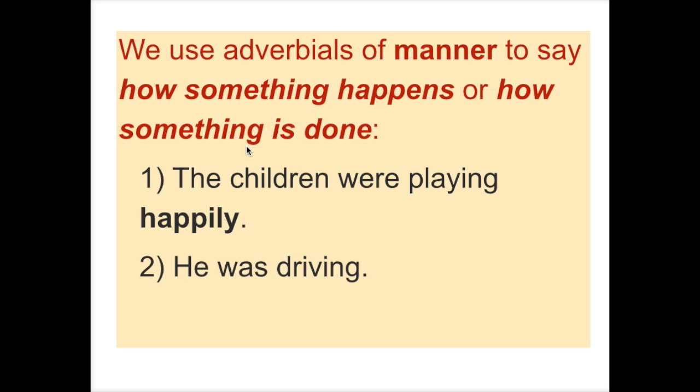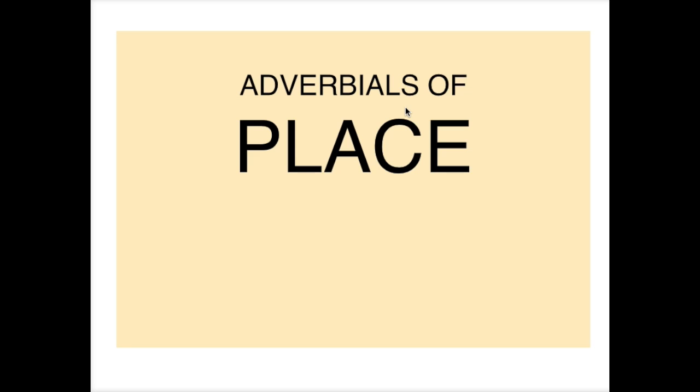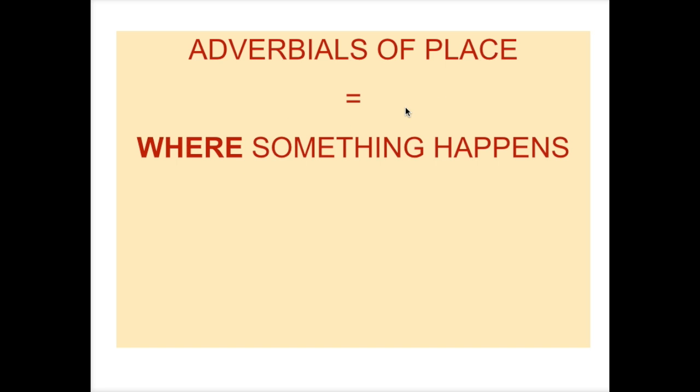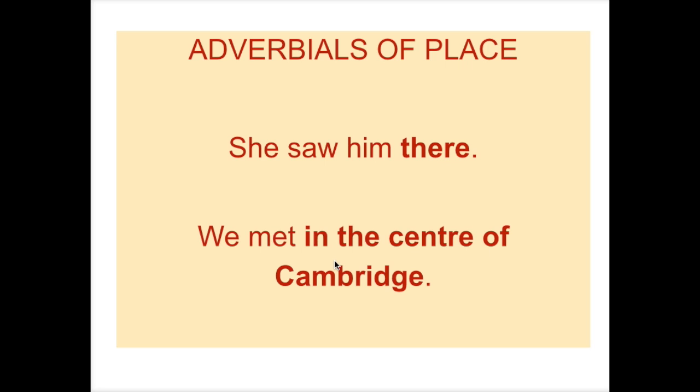Another example, he was driving, a simple sentence. If we were to add an adverbial into that, we'd say he was driving as fast as possible, and as fast as possible answers the question of how something happens or how something is done. Adverbials of place. Adverbials of place is where something happens. So she saw him there, this being the adverbial. We met. If we extend that then into an adverbial phrase, we met in the centre of Cambridge.